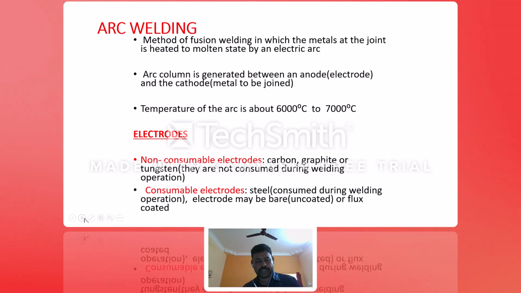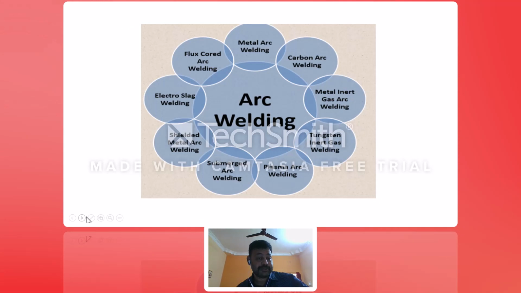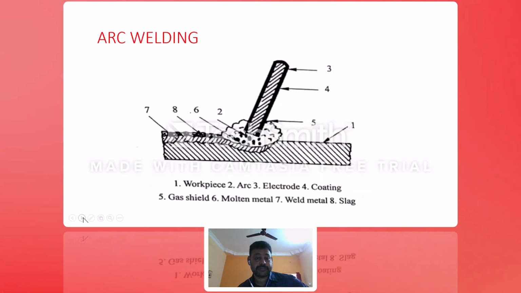Here, what happens? The electrode melts and forms liquid. The workpiece also melts and becomes liquid. The molten metal from the filler, meaning the electrode, and the workpiece material mix together and form the weld bead. So these are the different types of arc welding. Among these, metal arc welding is widely used in many applications. Even if you take some places near Chittoor, we have a lot of industries. Each and every industry uses the arc welding process.